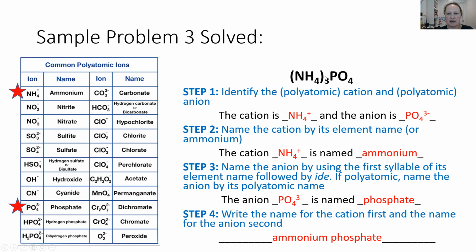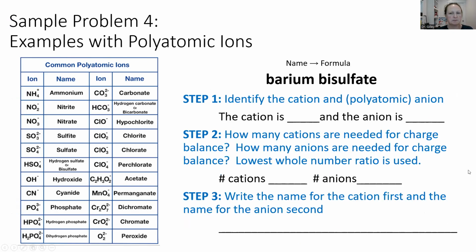We see that there are 3 ammoniums for every 1 phosphate. So that information is provided in the formula, and it's not necessary to write how many there are in the name, right? Because that's implied information from the formula.